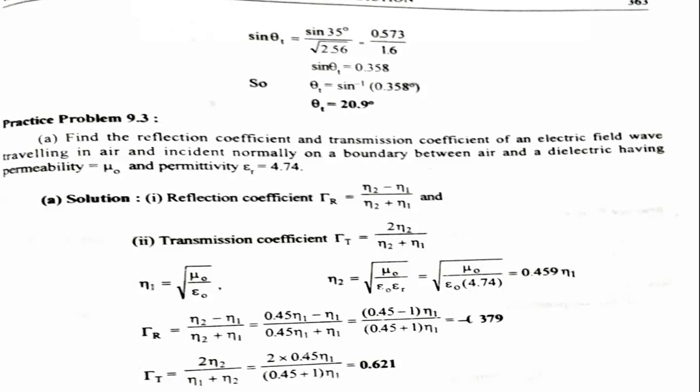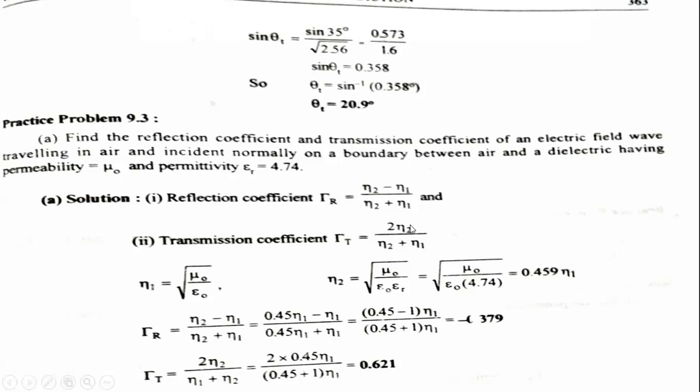0.45 eta 1, the common factor will be eta 1. The 0.45 minus 1 is over 0.45 plus 1. You can see eta 1 will be cancelled out. So now 0.59 eta 1. So now tau r, substitute in the formula, so definitely you will get here minus 0.379.